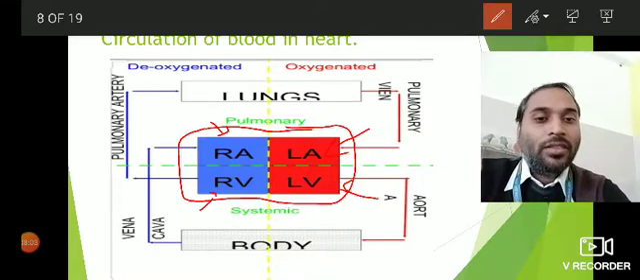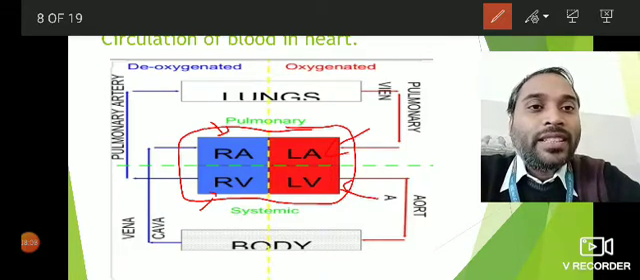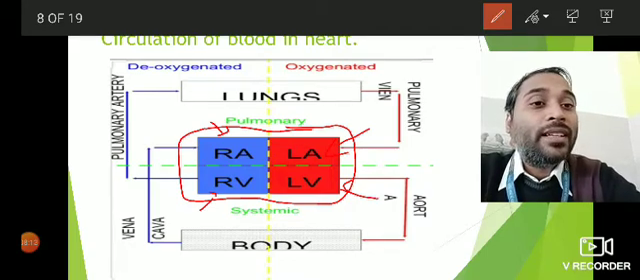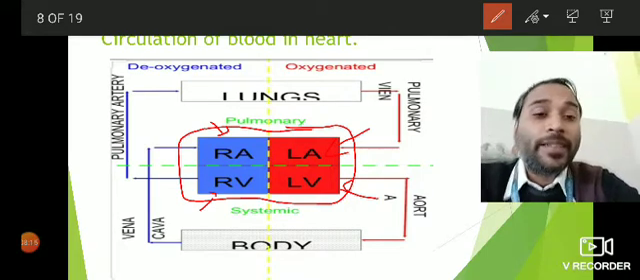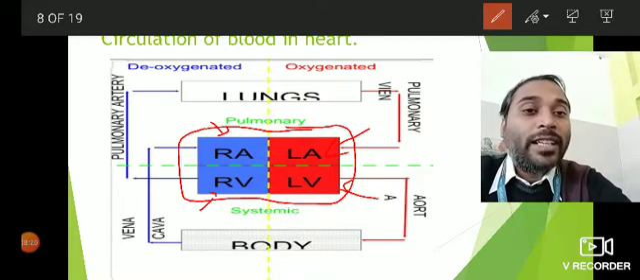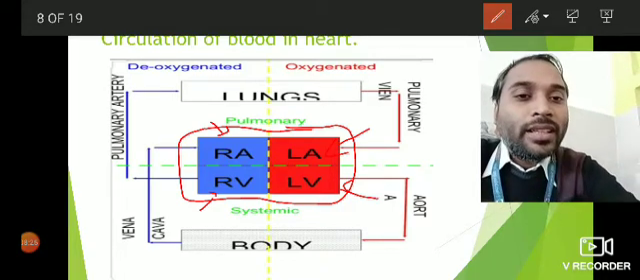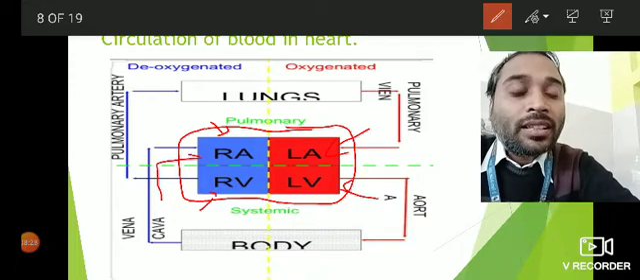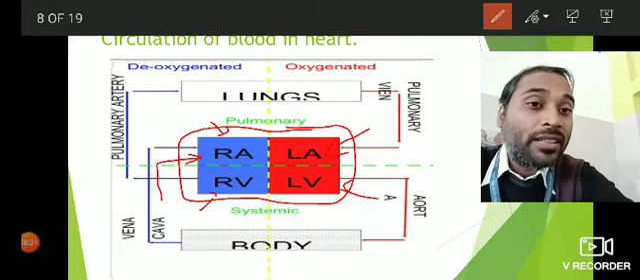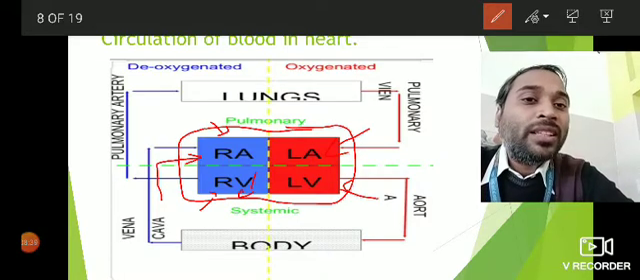So first of all, you can see here the blue color signifies deoxygenated blood, and the red color signifies oxygenated blood. The right side contains what? Blue color, that means it contains deoxygenated blood. So all the deoxygenated blood from the body is taken to which part of the heart? The upper chamber, that is the right atrium. It enters the right atrium, and from there it goes to the right ventricle, and from the right ventricle the deoxygenated blood is carried to the lungs.